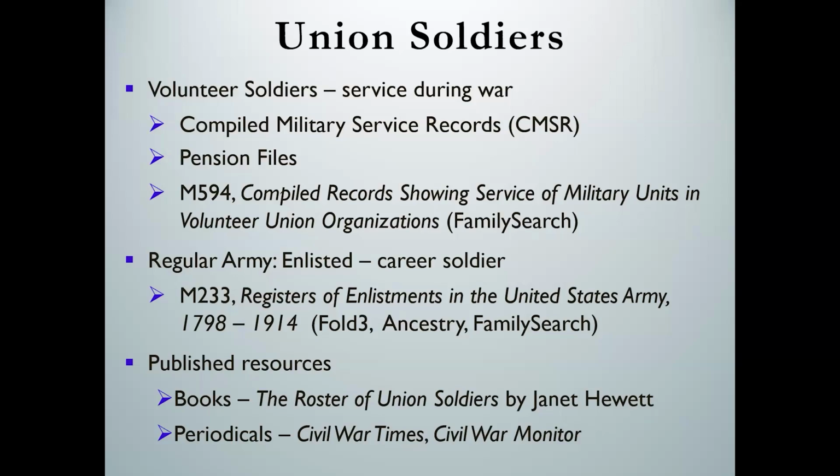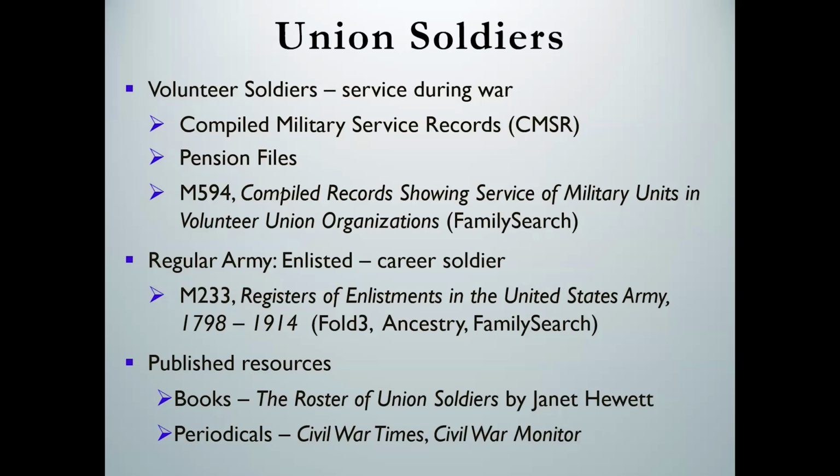The regular army, so these are the career soldiers. On Fold3, Ancestry and FamilySearch, there is a collection called the Register of Enlistments in the U.S. Army from 1798 to 1914. So when you look at a collection, it may not specifically say Civil War, but if you're in Fold3 and it has a time frame that fits, then that's why it's included. So not every publication you see is going to specifically say Civil War. They're going to look at the dates that this encompasses.